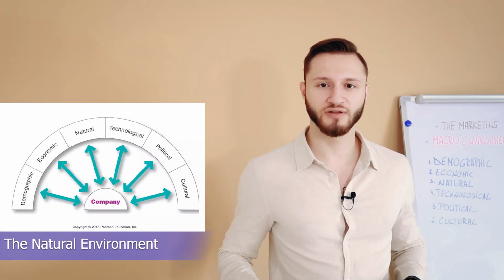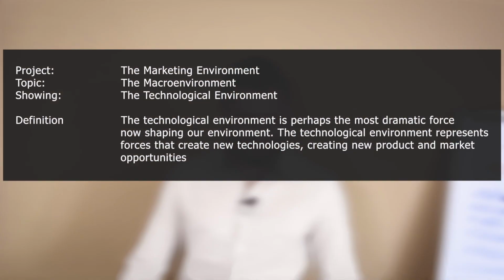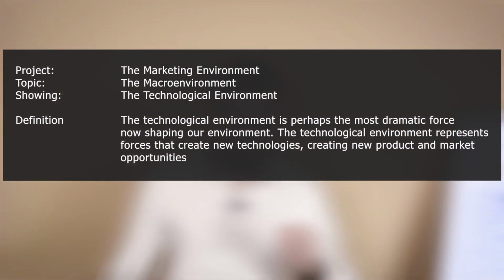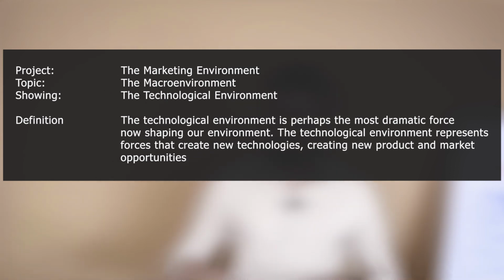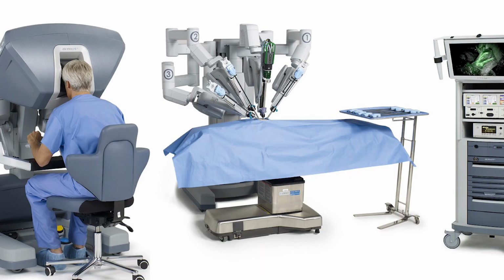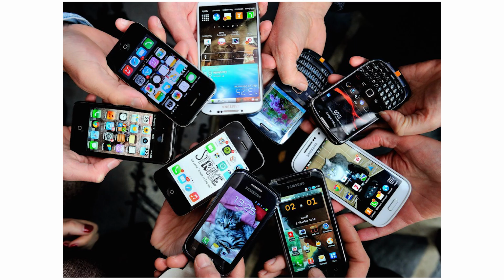The technological environment is the fourth force of the macro environment we look at and analyze, and in order to understand it better, let's see the definition of it. The technological environment is perhaps the most dramatic force now shaping our environment. The technological environment represents forces that create new technologies, creating new products and new market opportunities. We have to admit that nowadays technology created wonders, from robots performing surgeries, from antibiotics, up to electronics, smartphones and the internet itself. New technologies create new opportunities.